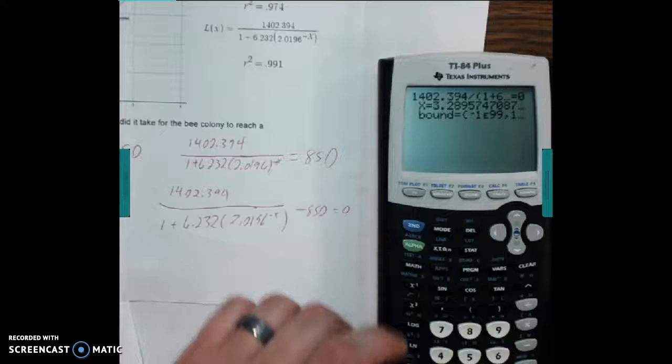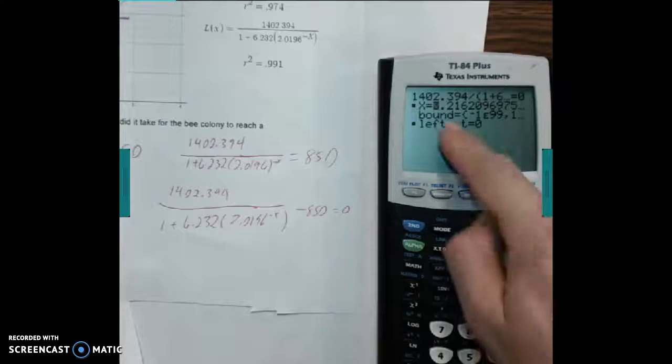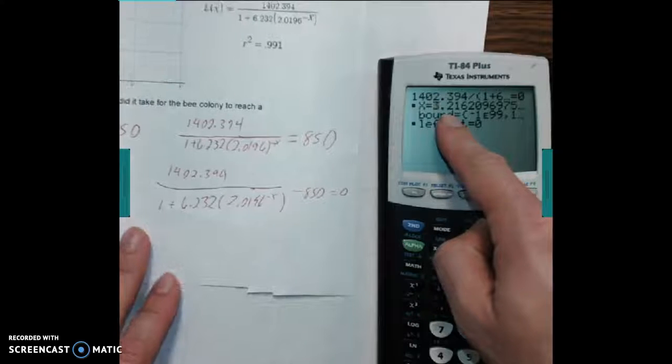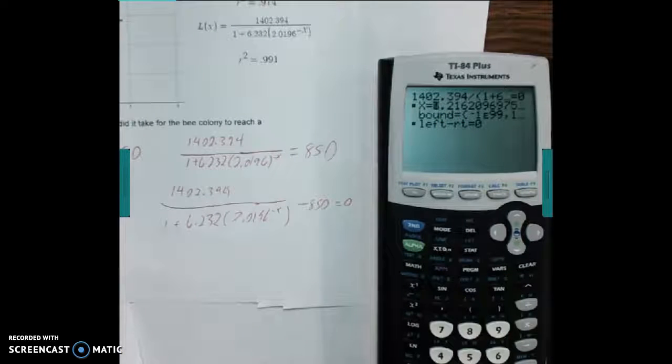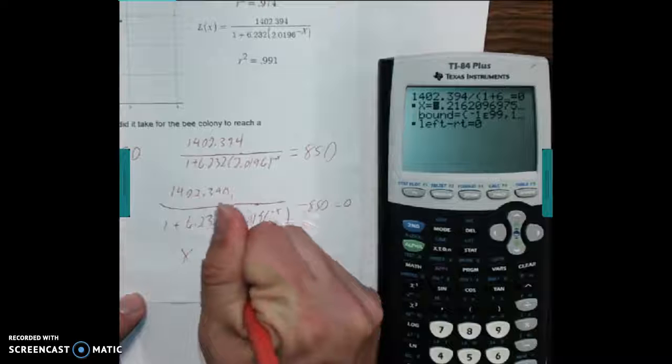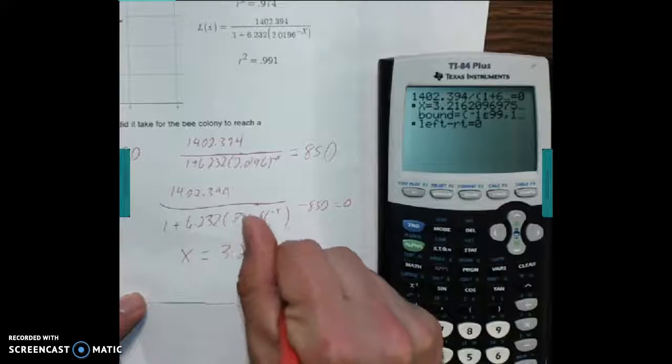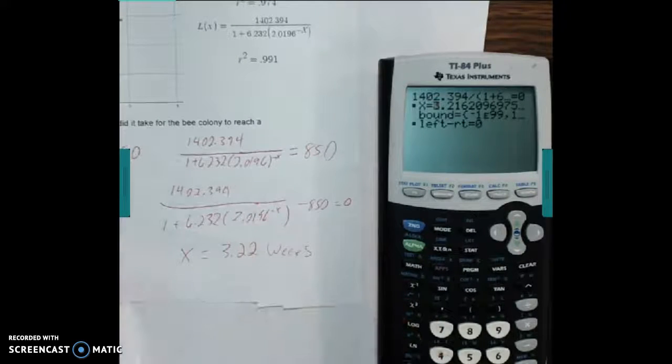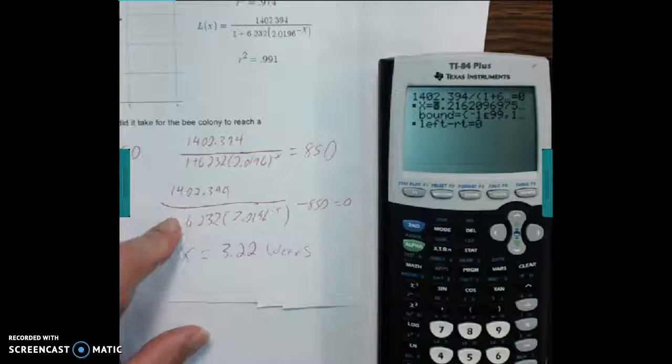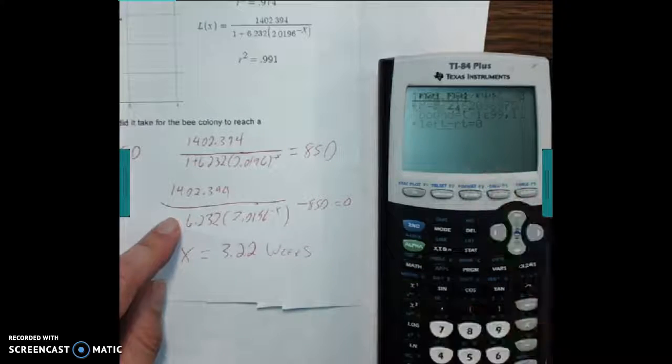When I do alpha enter, it looks like it takes 3.22 weeks. So that value of x is 3.22 weeks. And I think I have just enough time to verify this logistic model using graphing, so I'm going to go ahead and type it in.